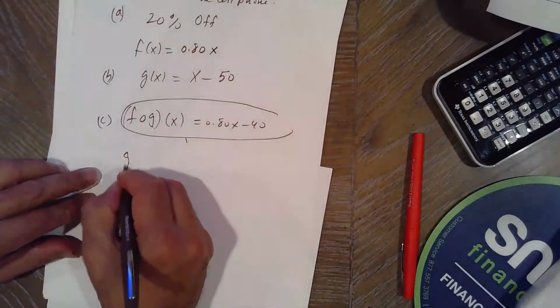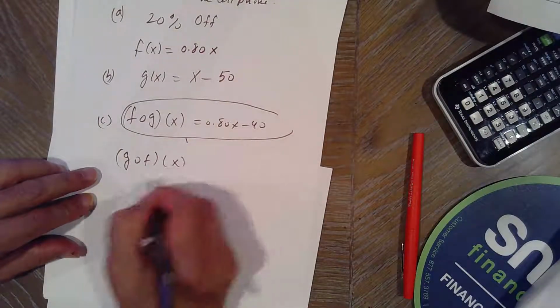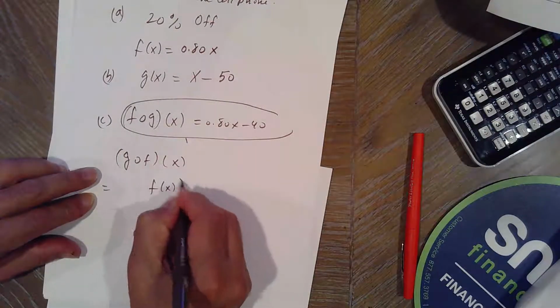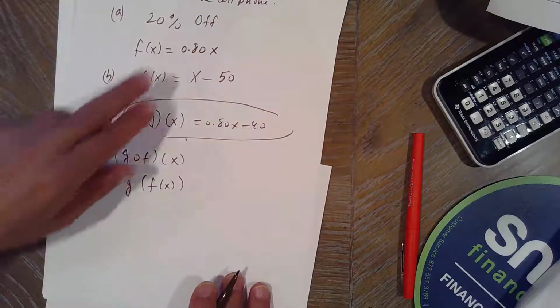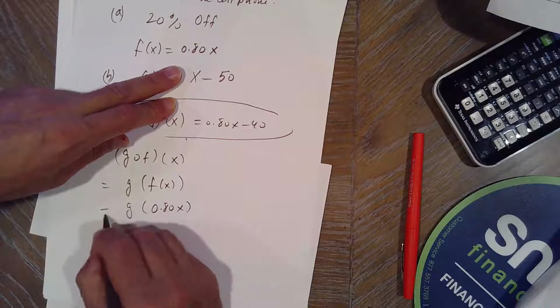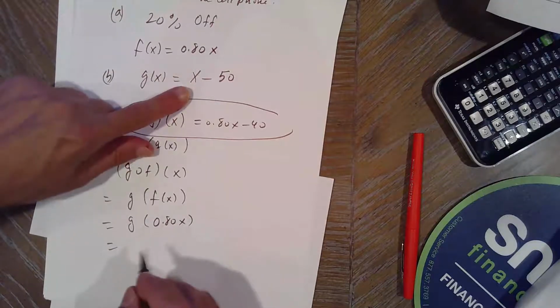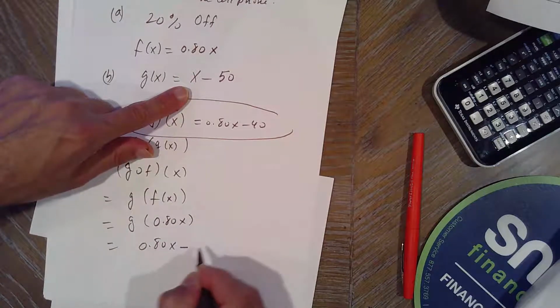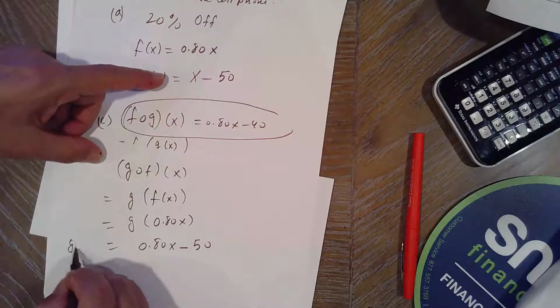If you do it the other way around, you do g composite f of x, that means you're doing f of x first, which is the 20% off, and then you plug it into g to get the minus 50, and this is g composite f.